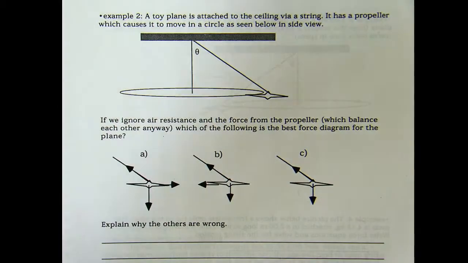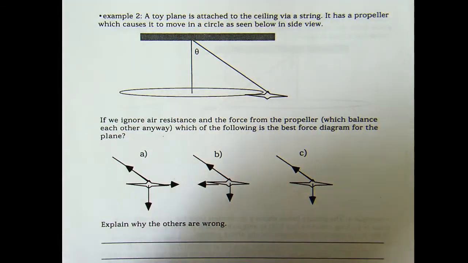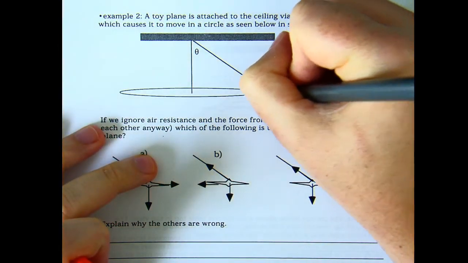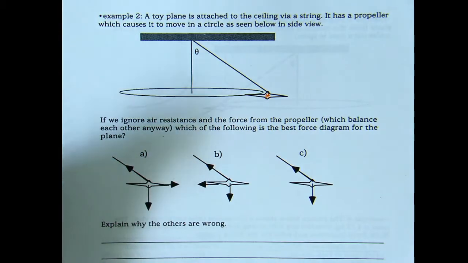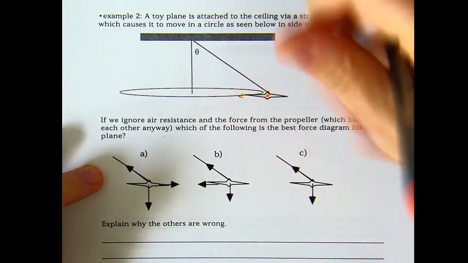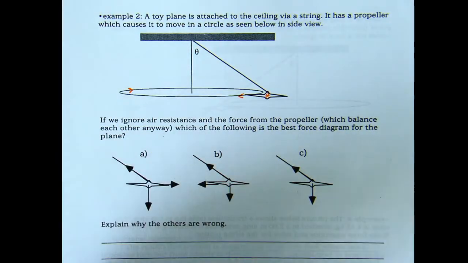So we've got a plane. I don't know if you've seen these before. There's a plane attached to a wire, and that wire is attached to the ceiling. On the front of the plane, there is a propeller. And then this thing starts to fly in circles. So it's coming up out of the page at us, looping back around, and heading in. If we ignore air resistance, what is going on here?